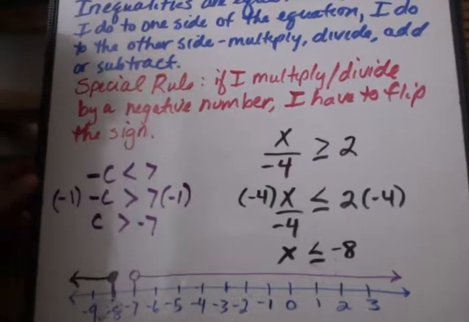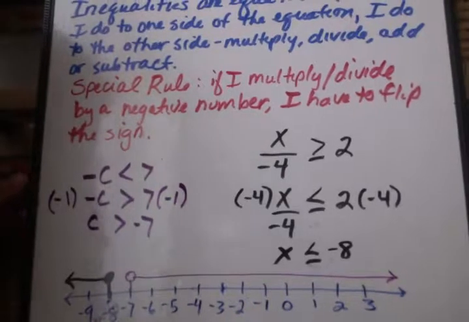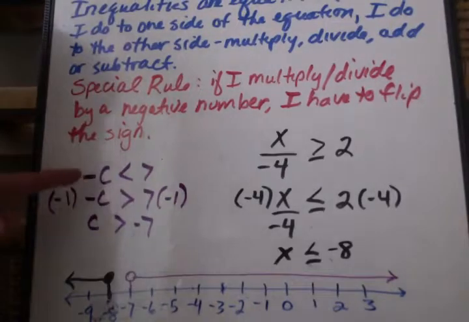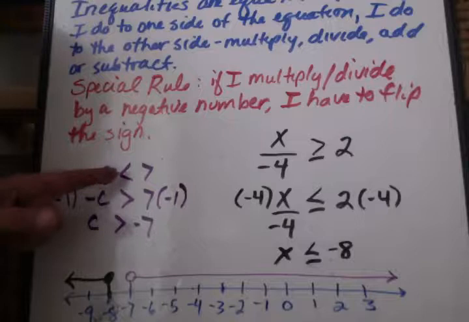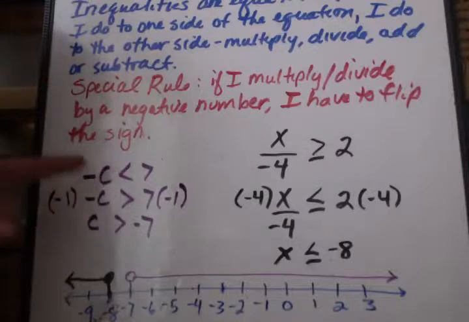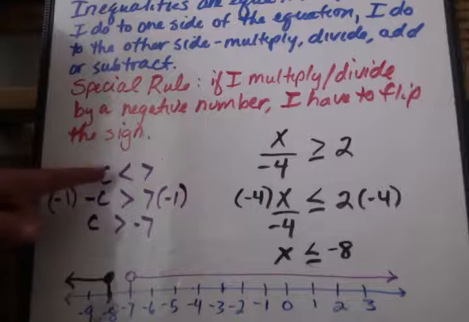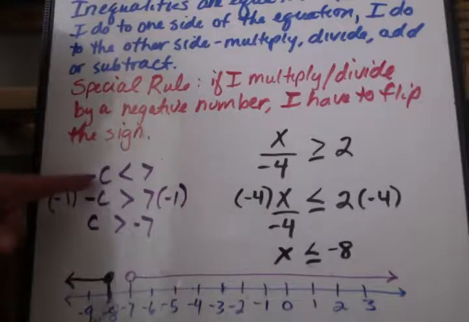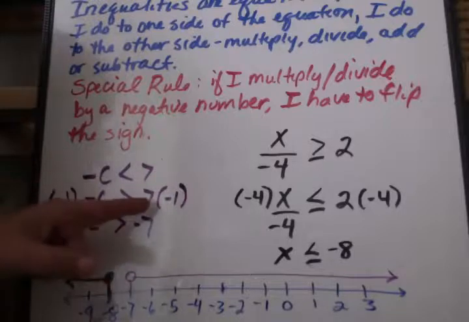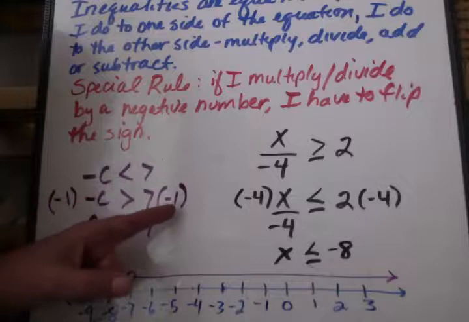So here's two equations I have here. The first one here is negative c is less than 7. So with this, you notice here we have negative c is less than 7. I'd rather have it just say positive c on this side of the equation. So what I'm going to do is multiply the negative c by a negative 1. And if I do that, I have to multiply both sides by negative 1. So I have to multiply the 7 by negative 1.